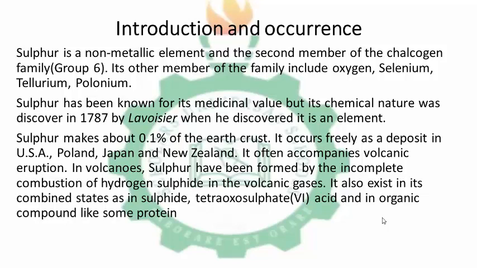Sulfur makes up about 0.1% of the Earth's crust. It occurs freely in deposits in the USA, Poland, Japan, and New Zealand. It often accompanies volcanic eruptions. In volcanoes, sulfur is formed by the incomplete combustion of hydrogen sulfide in the volcanic gases. It also exists in its combined state as sulfides, sulfuric acid, and sulfate salts, and in organic compounds like some proteins.